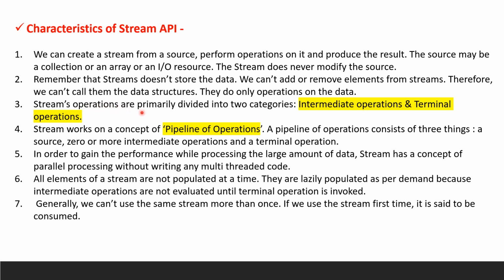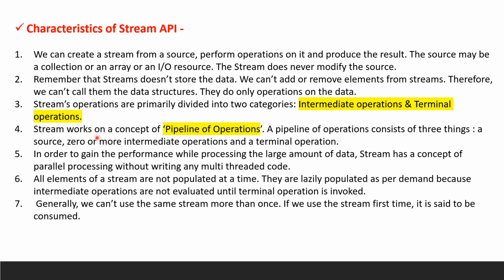Stream operations are primarily divided into two categories: intermediate operations and terminal operations. Remember, there are two types of streams, which we saw in the previous slide: sequential and parallel. But what type of operations are we talking about, the ones performed on the data? They are again divided into two categories, intermediate operations and terminal operations. We'll see what those operations are in the next slide.